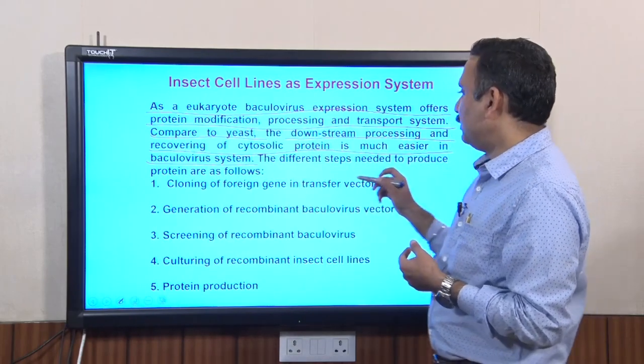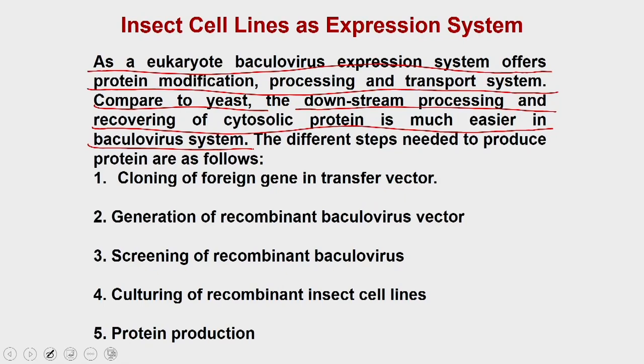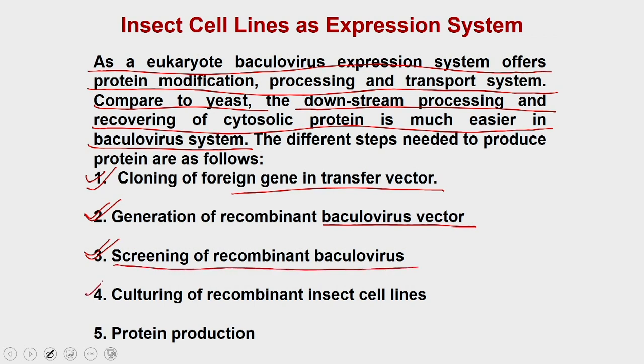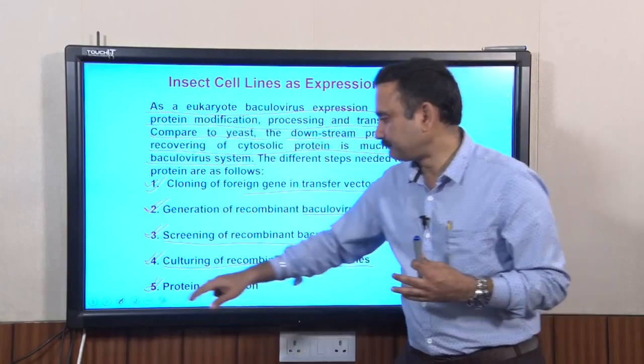So, if you would like to produce the protein, you have to follow these steps. First, you have to clone the foreign gene into the transfer vector, then generate the recombinant baculoviruses or baculovectors, then screen the recombinant baculovirus, then culture the recombinant insect cell lines, and ultimately do the protein production. So, let us start with the first step, the cloning of the foreign gene in the transfer vector.